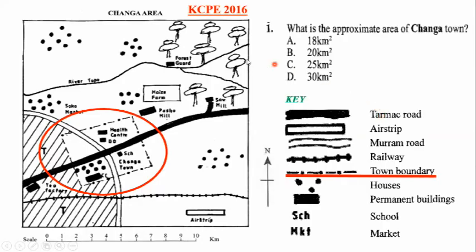Let's see another one. KCPE 2016. It was tested on Changa area. What was the question? What is the approximate area of Changa town? Changa town is here. I've marked it in red, but how do you identify a town? There is a boundary here. Town, boundary, town, boundary. This tells us that this is now the town, and this town is Changa town.